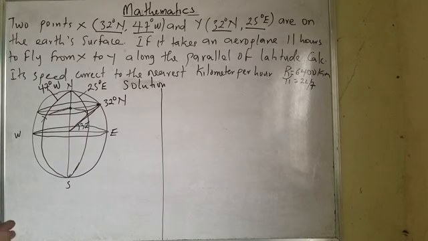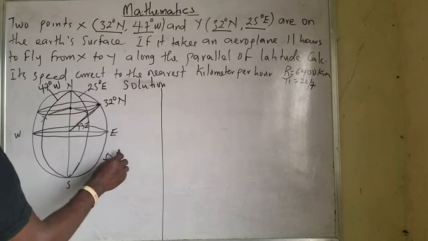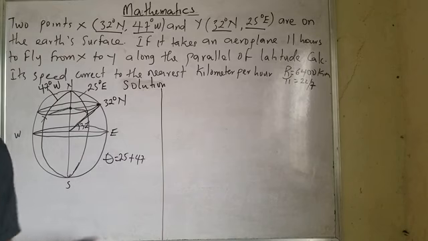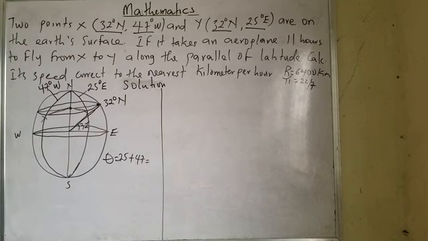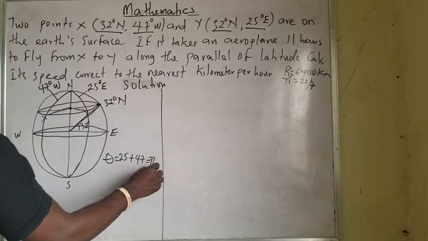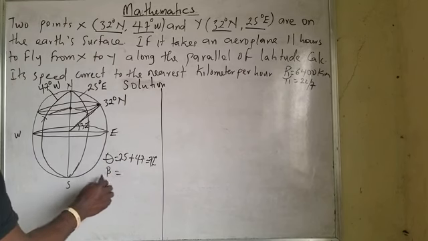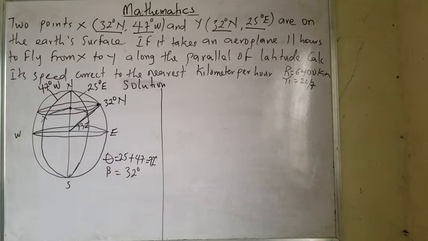Now, the theta himself will be equal to 25 plus 47. 25 plus 47, which is going to be 72 degrees. And the small theta, which is beta, will be equal to 32 degrees. I've explained this in my previous video, which is video 3. And now the question is talking about speed.